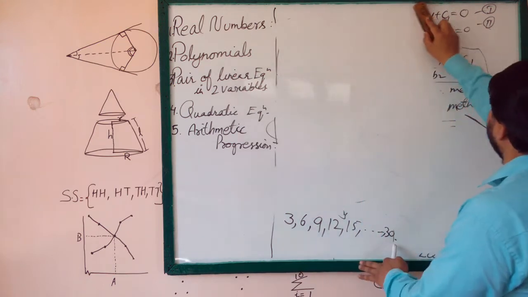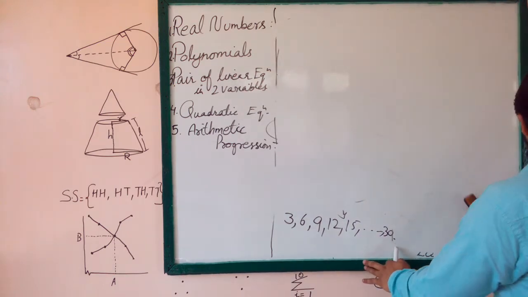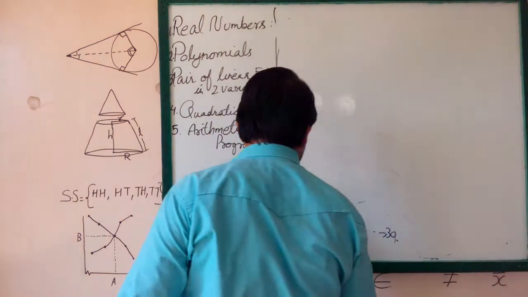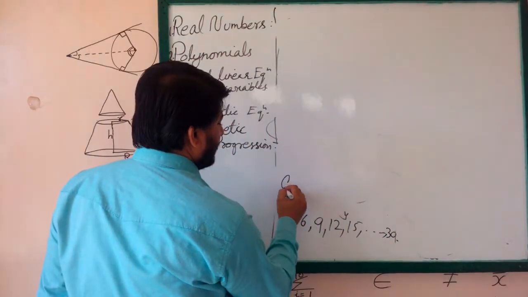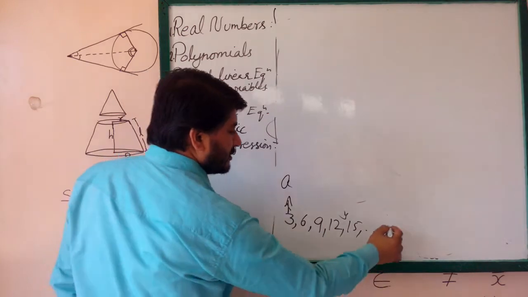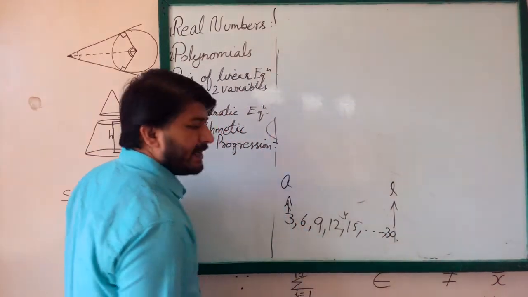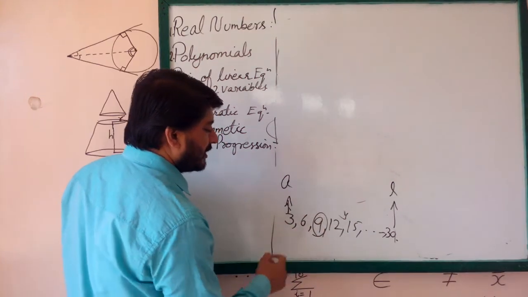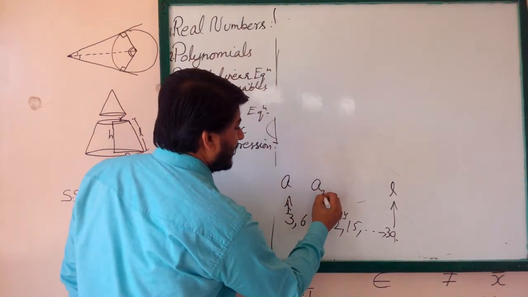First one is your first term. What is the first term? First term is denoted by A. This is your first term. This is your last term. Last term is denoted by L. Then if you want to find any of the terms, suppose you need to find the third term, you will denote this third term by A3.